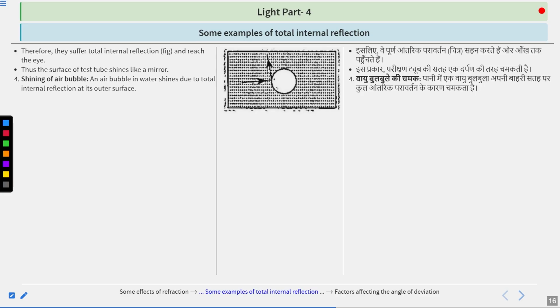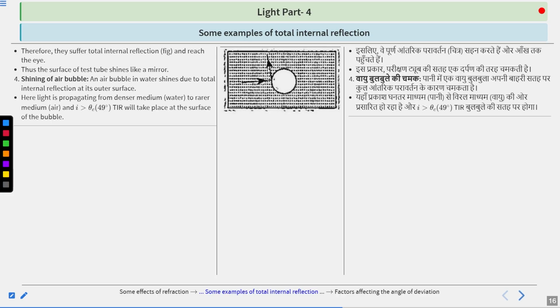Shining of an air bubble. An air bubble in water shines due to total internal reflection at its outer surface. Here, the light is propagating from a denser medium to a rarer medium, air, and angle i is greater than theta c, 49 degrees. So total internal reflection, here abbreviated as TIR, will take place at the surface of the bubble.